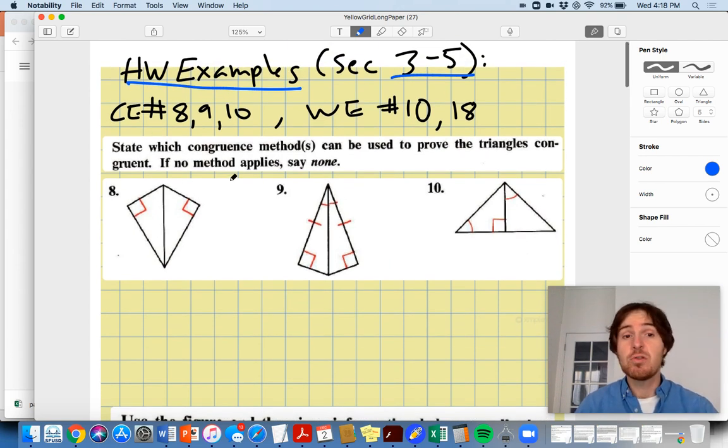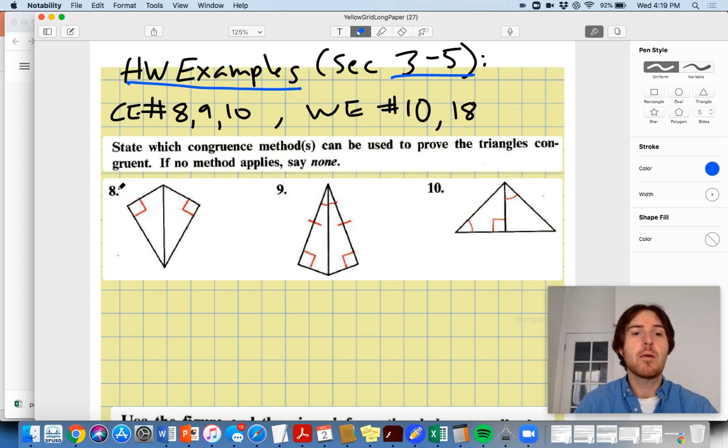Okay, just to show you, these are very quick problems here for your classroom exercises. It says state which congruence methods, plural, because there could be more than one way you can prove triangles congruent, can be used to prove triangles congruent. If no method applies, say none. So it's possible that some of these triangle pairs are not actually congruent to one another. We don't actually have a justification that would confirm to us that the 2 triangles are congruent.